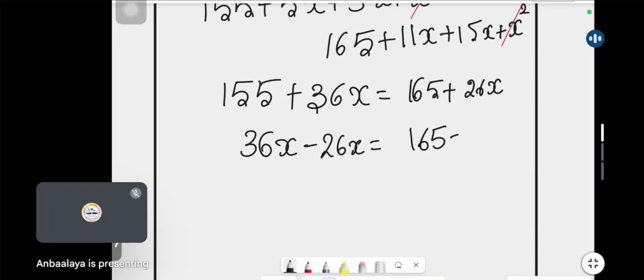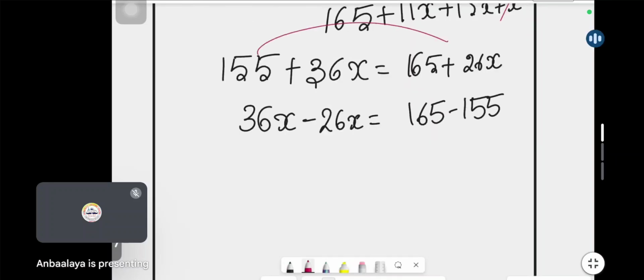11x. 10x equals 165 minus 155, so 155 comes to this side. 10x is equal to 10.